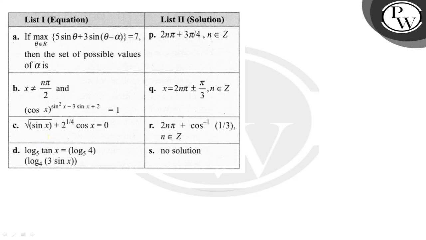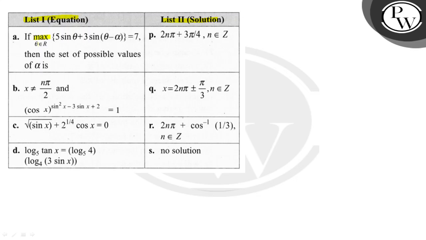This question says there are two lists. List one is the equations and list two is the solutions. So we have to match list one with list two. Four questions are there, four solutions are there, and we have to match them. So the first question is given here.